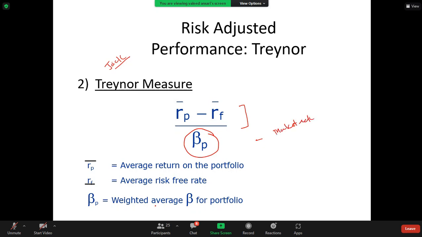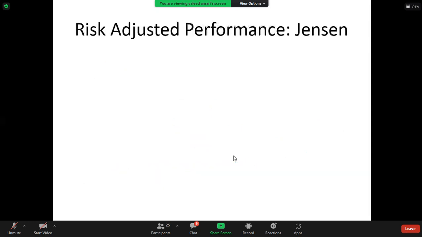If a portfolio is there, then the weighted average beta of the portfolio is used. For example, if there are 5 securities and they are equally weighted, the beta of that portfolio is 0.2 multiplied by beta of 1, beta of 2, and so on, the weighted average of the betas, and that is the beta of the portfolio. So the numerator is the same, the denominator is different.